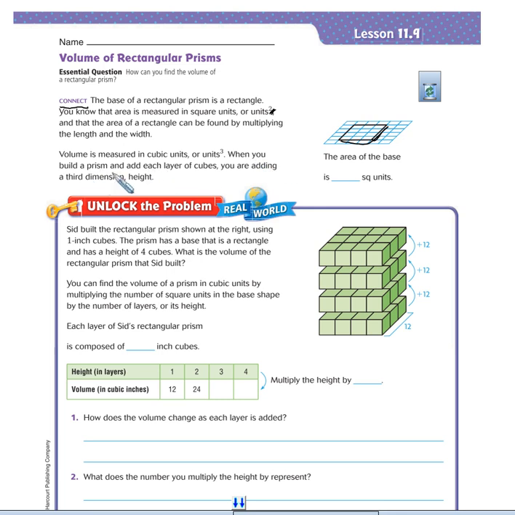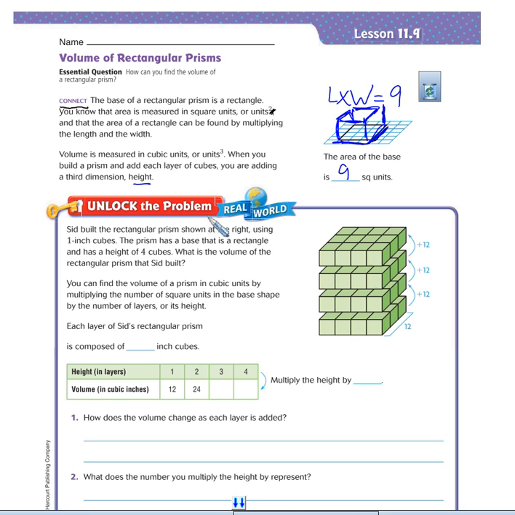When you build a prism and add each layer of cubes, you are adding a third dimension, and that is its height. So the area of the base of this prism: 3 is its width, 3 is its length, so it is 3 times 3, length times width, which equals 9. Our third dimension that we're going to add is the height. Once we have our height, now we have units cubed.